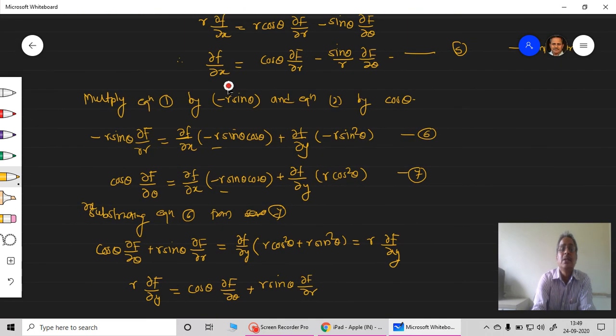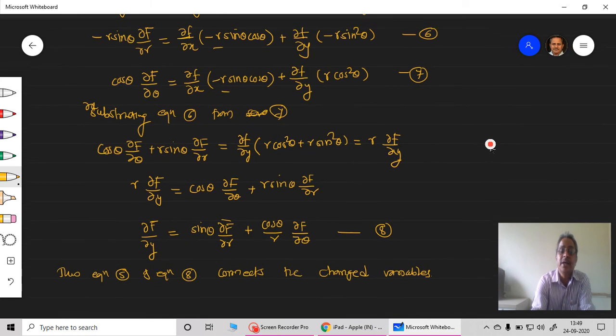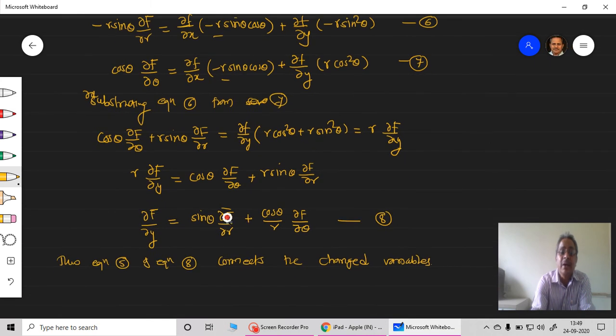That was this, ∂F/∂x is equal to, this F is also to be a complete F like this. So it is cos theta ∂F/∂r minus sin theta upon r into ∂F/∂θ. So look at partial derivative of F with respect to theta, partial derivative of F with respect to r, and this is partial derivative of F with respect to x. And this equation 8 is also partial derivative of F with respect to r, partial derivative of capital F with respect to theta, and this is partial differentiation of F with respect to y.